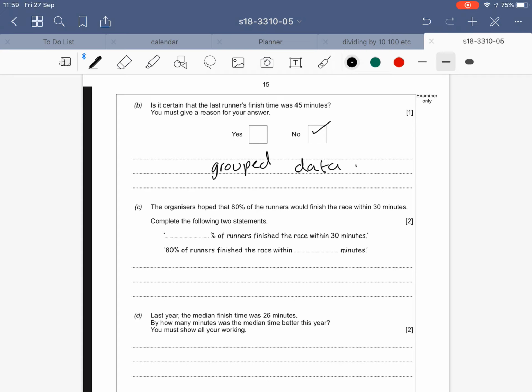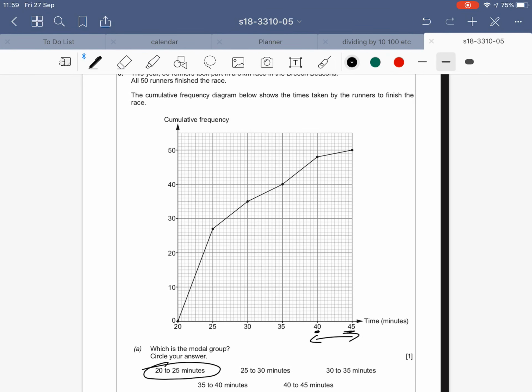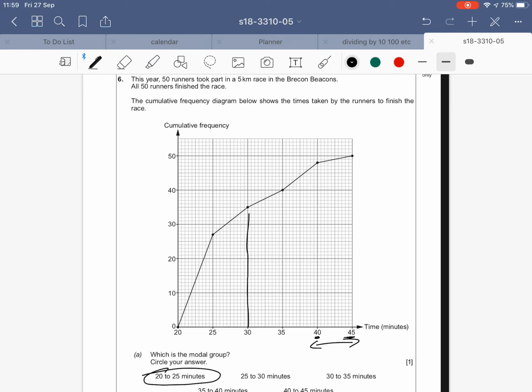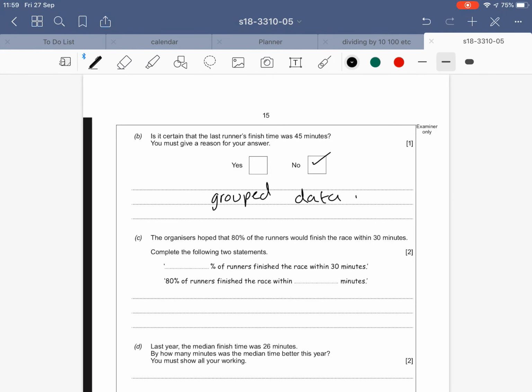An organiser hoped that 80% of the runners would finish the race within 30 minutes. Complete the following statement, 2 statements. Some percent of the runners finished the race within 30 minutes. So you just go from 30 minutes, read up. That is 35. So we need 35 out of a total of 50. So 35 out of 50, you can just double that, which is 70 out of 100, which is 70%. So 70% of the runners finished the race within 30 minutes.